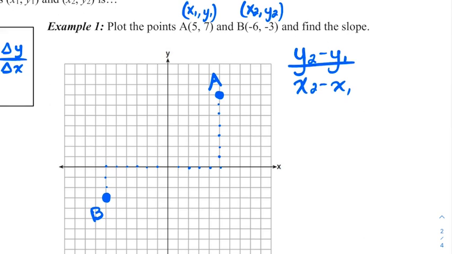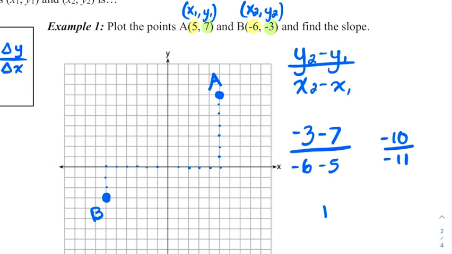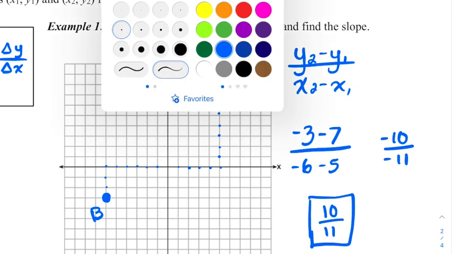So now let's go ahead and find the slope. So I'm going to do negative 3 minus 7 divided by negative 6 minus 5. So let's see what we get. Negative 10 over negative 11, which reduces to 10/11. So that is our slope. If we counted, we would get 10/11 as well. So I'll count real quick.